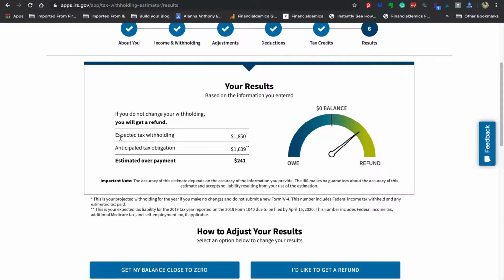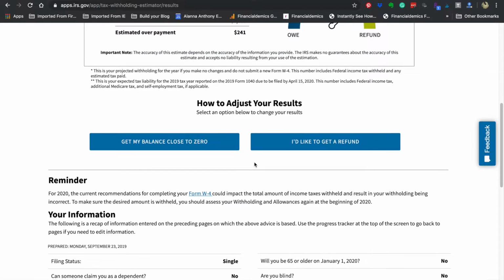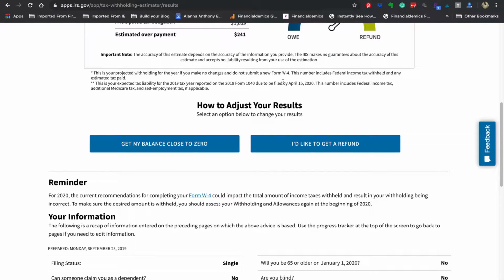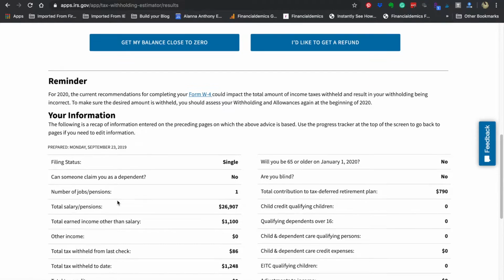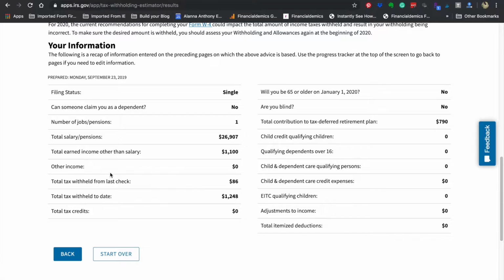Based on the numbers that we already put in, the expected tax withholding for this person is around $1,850 if they don't change anything. They are expecting that their anticipated tax obligation would be $1,609. So they would actually receive a refund of $241. So around that amount. If you scroll down, it'll tell you how to adjust your results, which I'll come back to in one moment. First, I want to show you exactly what you put in.